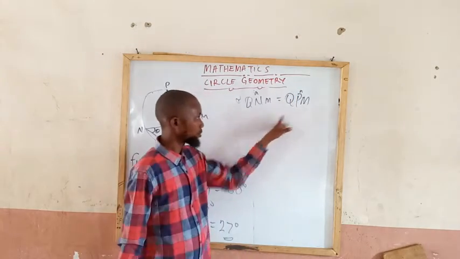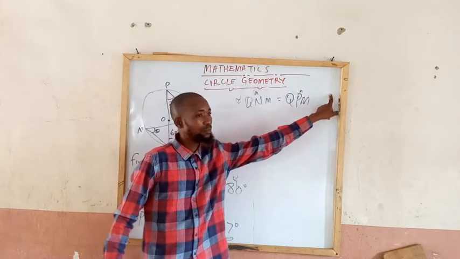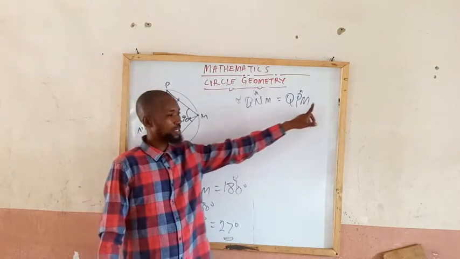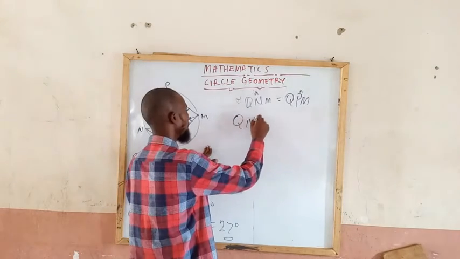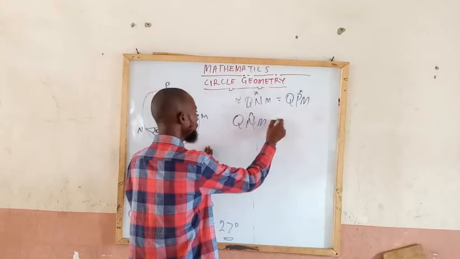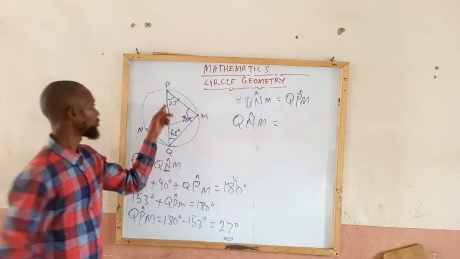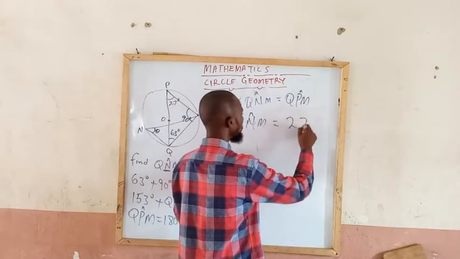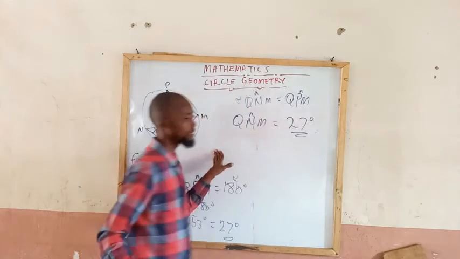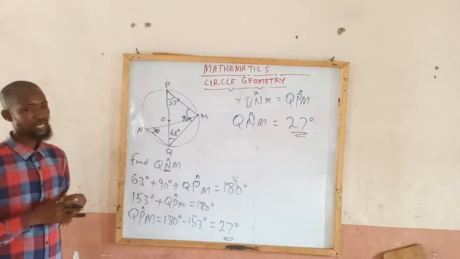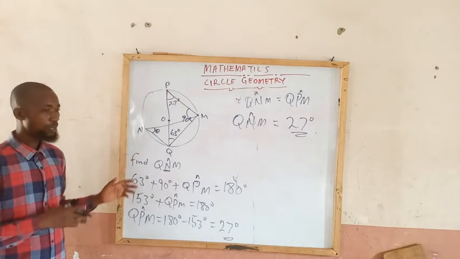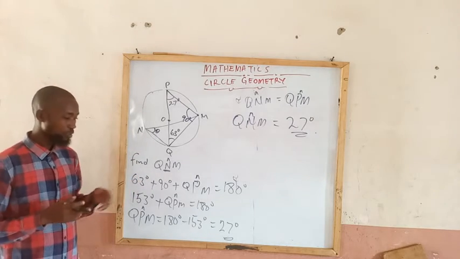And by theorem, so if we are told we need to state the theorem, that is to say that what? Angles in the same segment are equal. So we can now say that QNM is equal to, what do we have at QPM? That is 27 degrees. So what we have to find in this case, in the first question, is 27 degrees. And this is the complete solution to our first question.